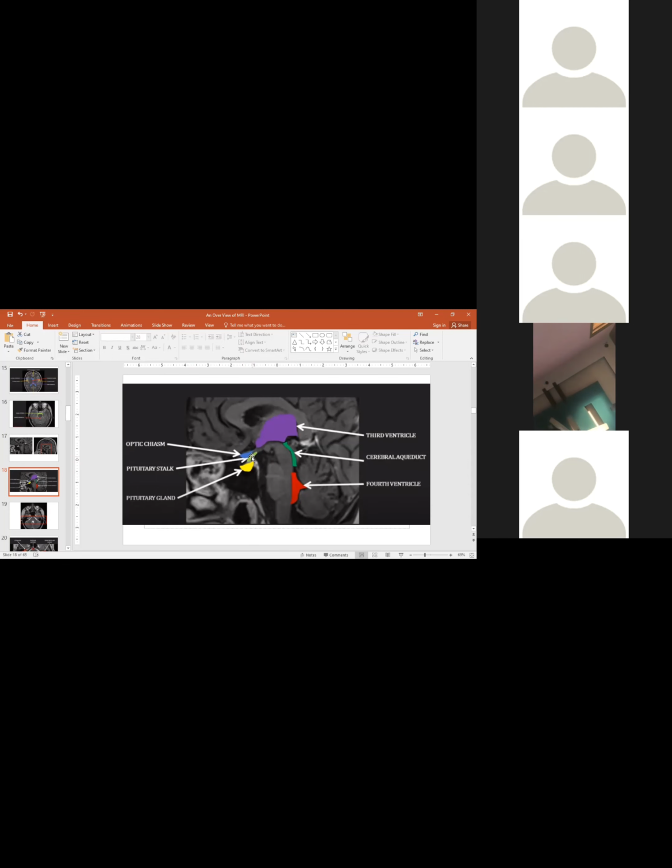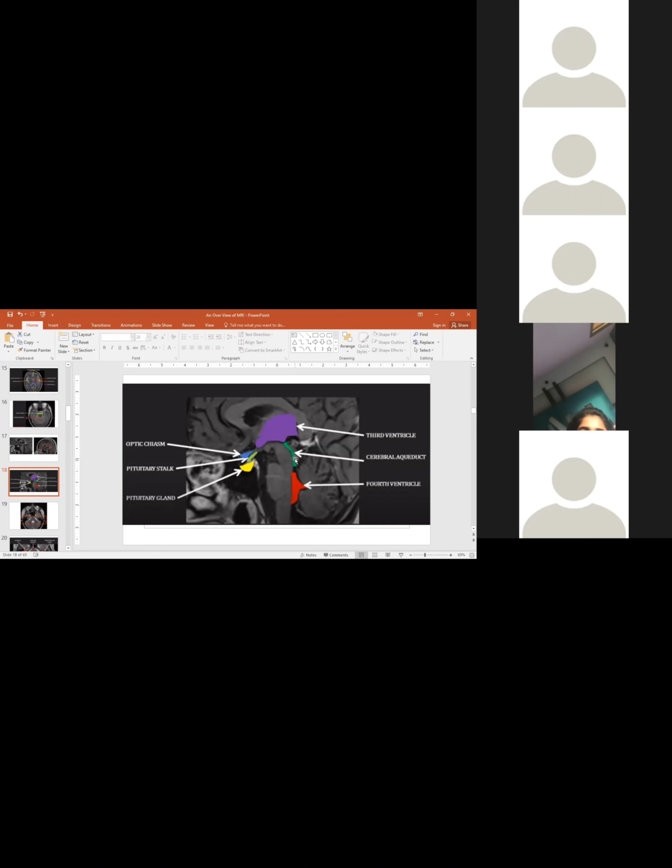And superior to the pituitary stalk, there is a structure which we have colored blue. It is the optic chiasma. So we can appreciate these small, delicate structures: optic chiasma, pituitary stalk, pituitary gland, anterior to the brain stem, and posterior to the brain stem, we can see the fourth ventricle, the cerebral aqueduct, and third ventricle. The cerebral aqueduct is usually blocked in case of ventriculomegaly, which we call hydrocephalus.